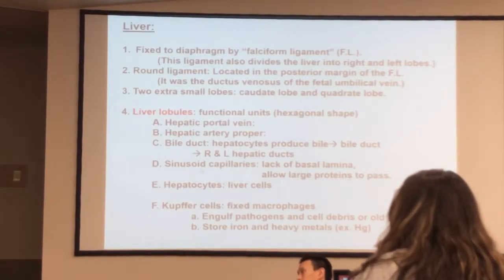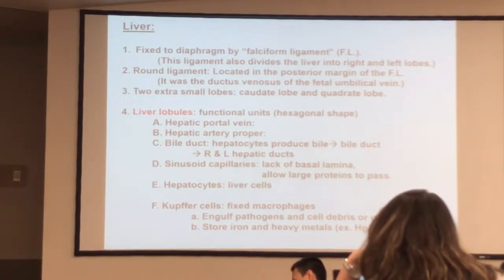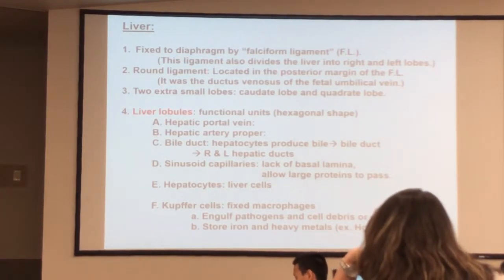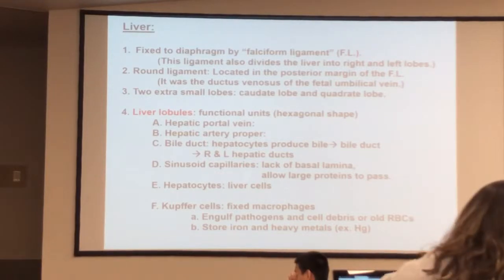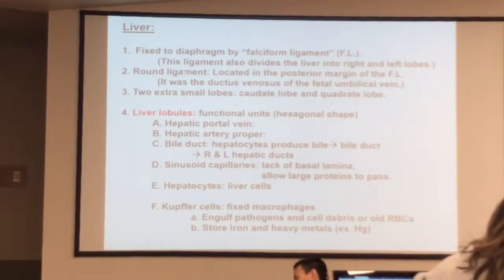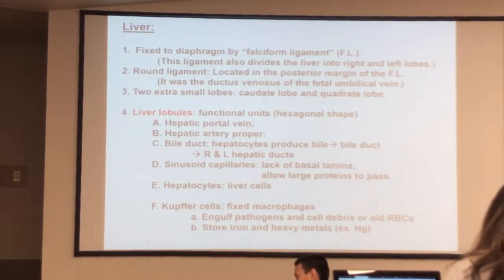Now we go to the liver, fixed very tight to the diaphragm by the falciform ligament, and the branch we call the coronary ligament. And the scar tissue from the fetal umbilical vein goes to the middle of the liver and becomes the round ligament. It has a lot of lobes: two major, right and left lobe, but also small ones, caudate and quadrate.